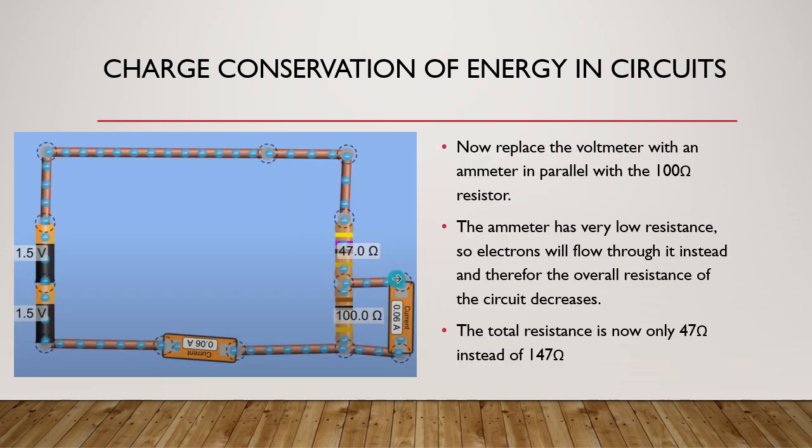So what happens if we now replace the voltmeter with an ammeter in parallel with the 100 ohm resistor? Well, first of all, the ammeter has very low resistance, so electrons will flow through it instead, and therefore the overall resistance of the circuit will decrease. And the total resistance is now only going to be 47 ohms instead of 147 ohms.